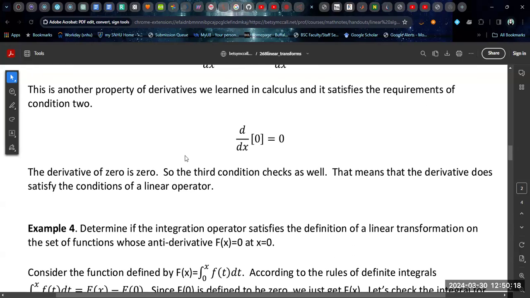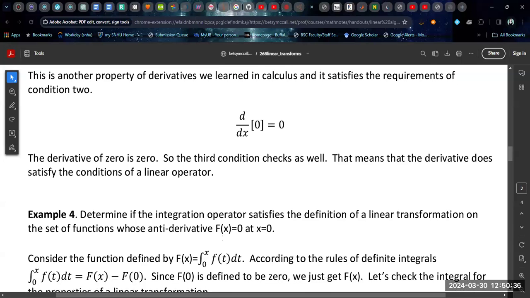We can also double check that third extra condition: in fact, yes, the derivative of 0 is 0. So it does satisfy the conditions of a linear operator, but here on a function space and not on a traditional set of vectors.